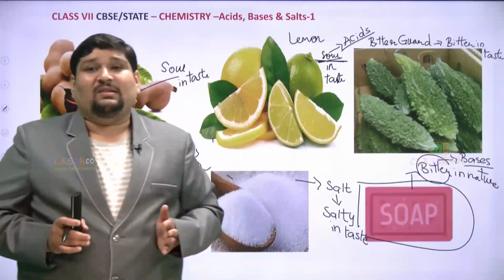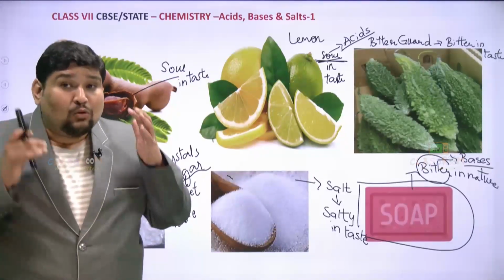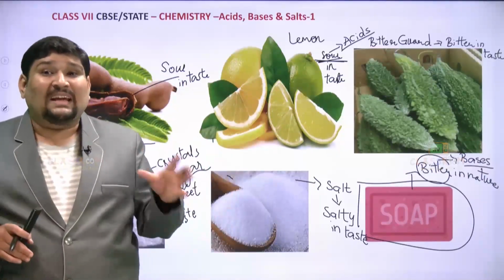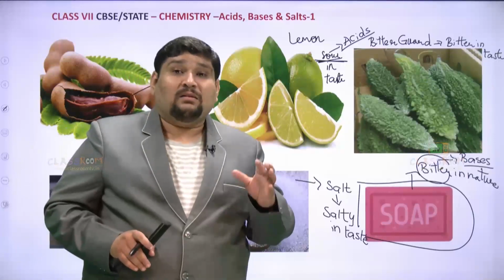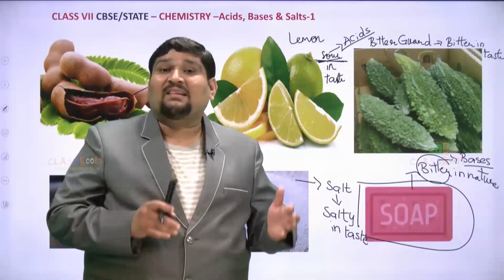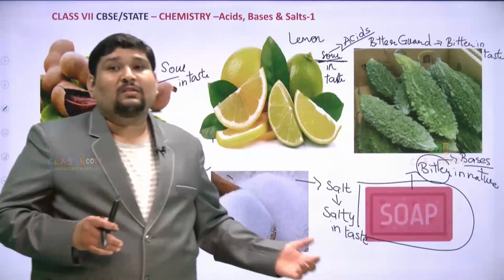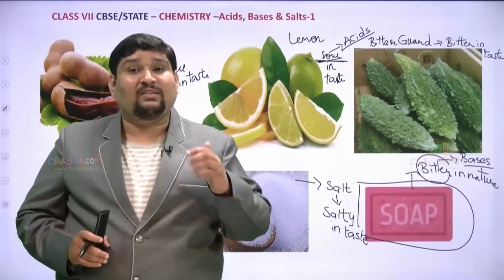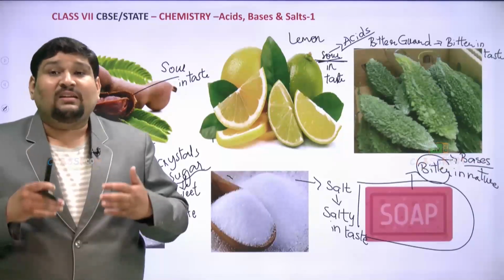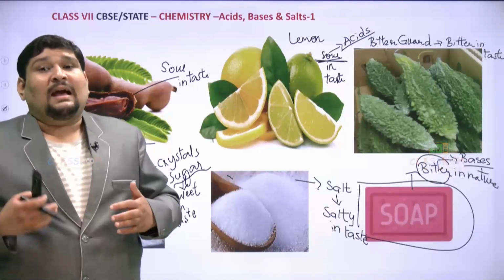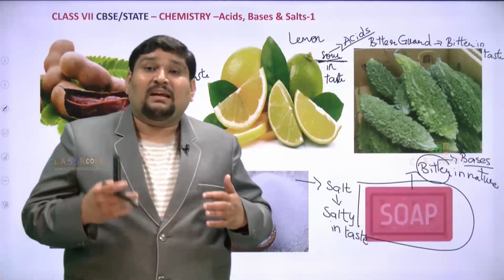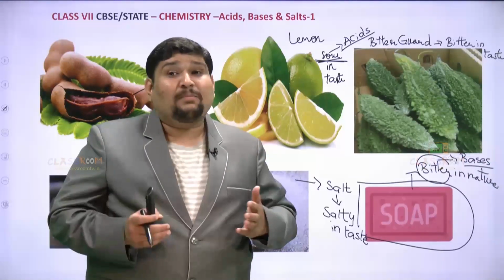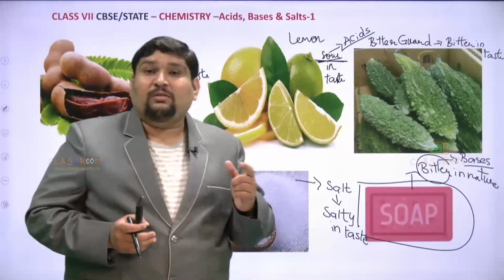So there are these substances which exist, and because of this existence we classify them as acids, bases and salts, which is the first chapter of your chemistry in 7th class. So let's start with a detailed explanation, go through the concepts, and learn what these acids and bases are and how they play an important role in our daily life, because these applications and examples are most important to you.